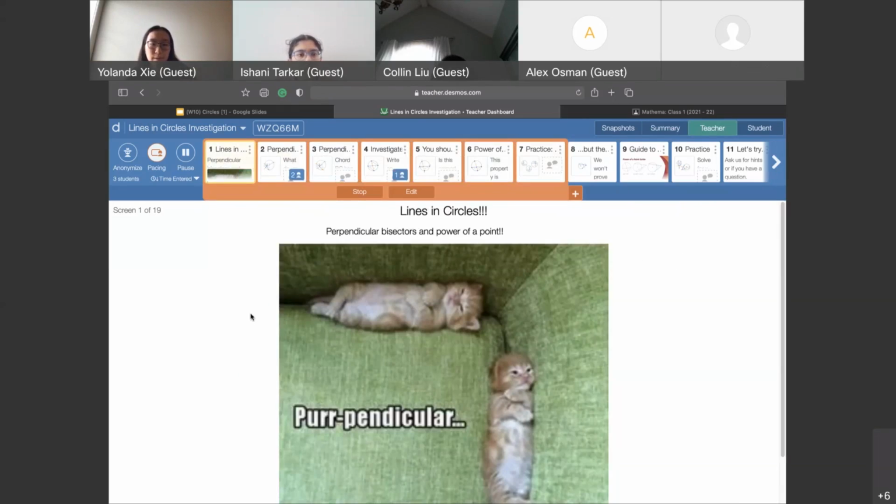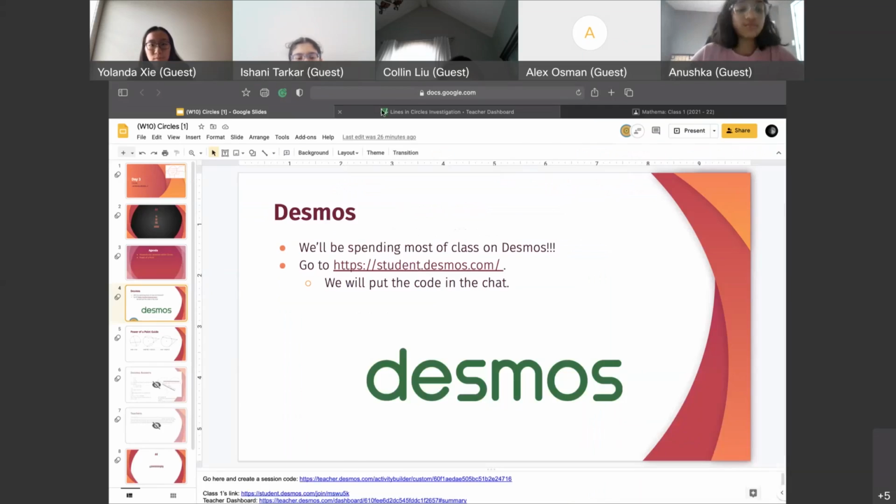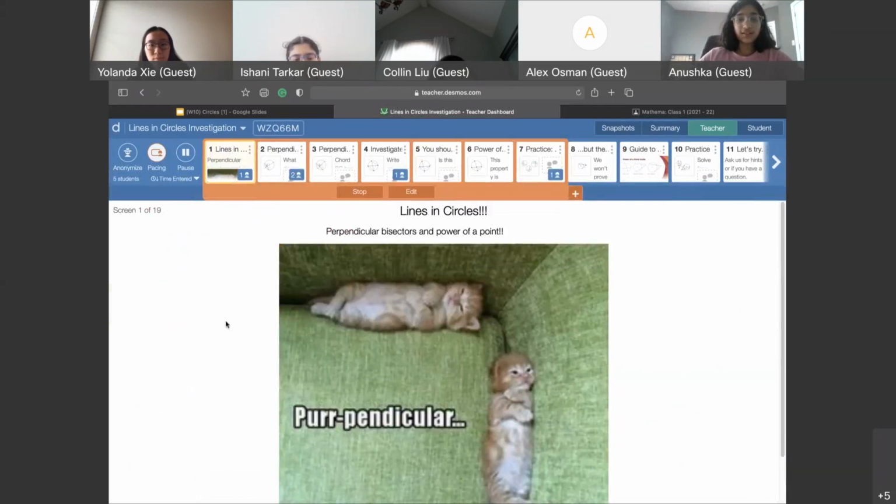Wait, I'm confused. I have both the links opened and they're both the exact same. Yeah, they are the same. However, the first one, we don't have access to the dashboard. It's for both class 1 and class 2, so we don't want to mix up the answers.